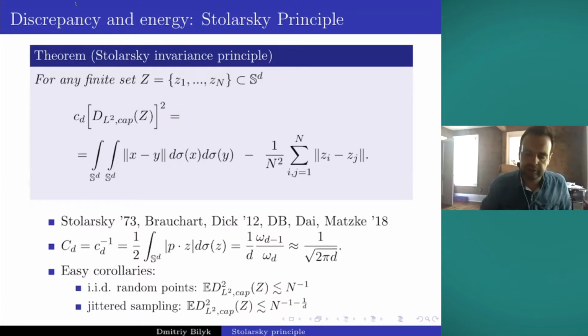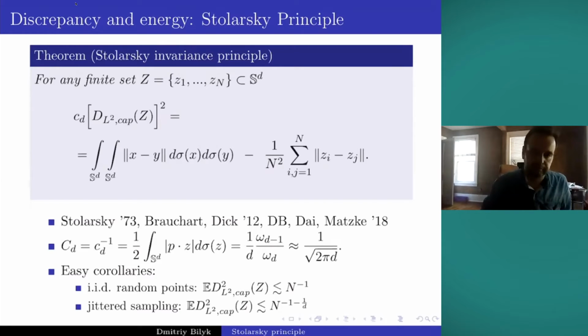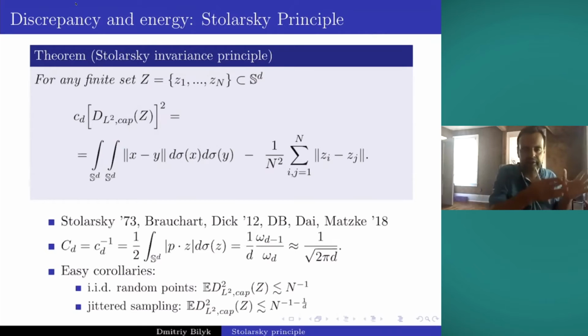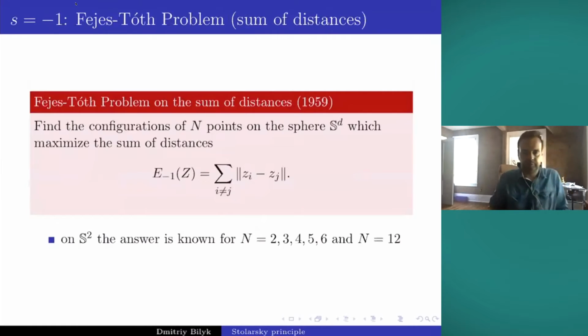And then there were at least a couple of proofs given fairly recently, which are quite elementary. The proof that we gave with Feng Dai and Ryan Matsky is essentially the one whose heuristic I described. You just square things out and integrate and see what comes out from these overlaps between spherical caps. Okay. So you can see that we get the sum of distances. This is the Riesz energy with s equal to -1, which I mentioned before.